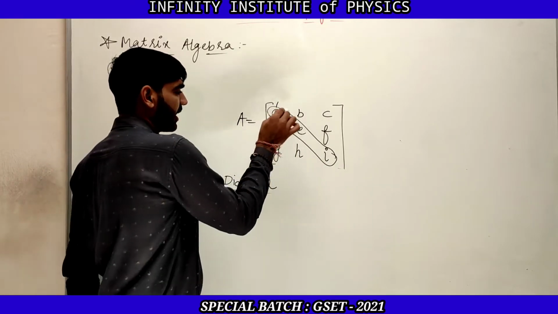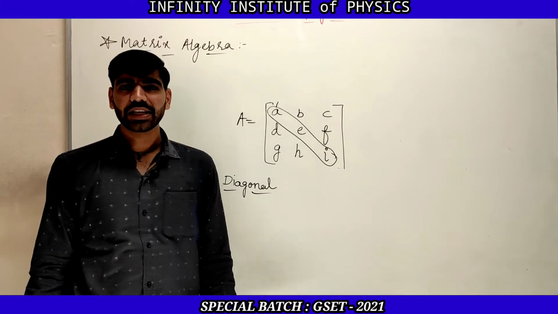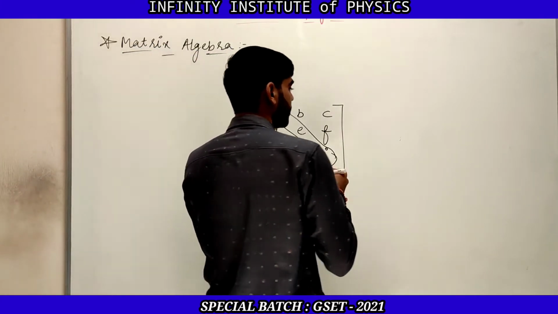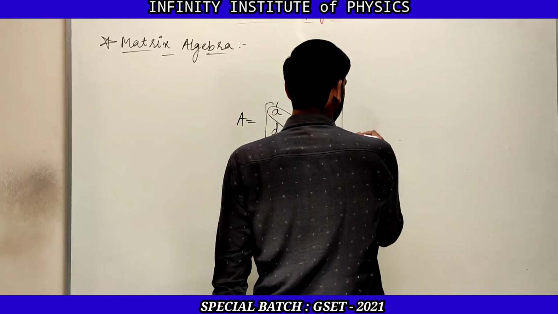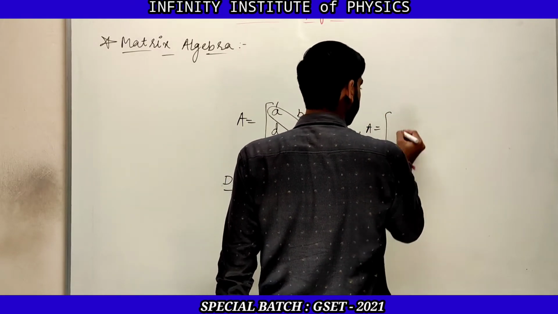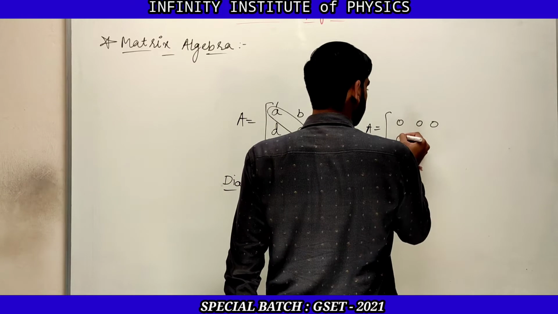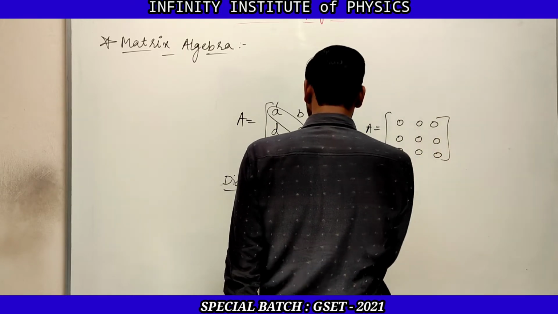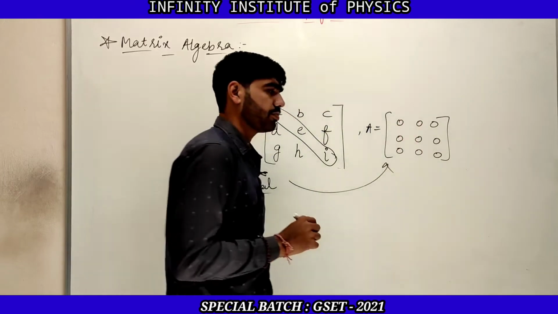If A, E, I are also 0, then it is also said to be a diagonal matrix. Suppose someone considers a matrix with all entries 0, 0, 0, 0, 0, 0, 0, 0, 0, then this is also a diagonal matrix.